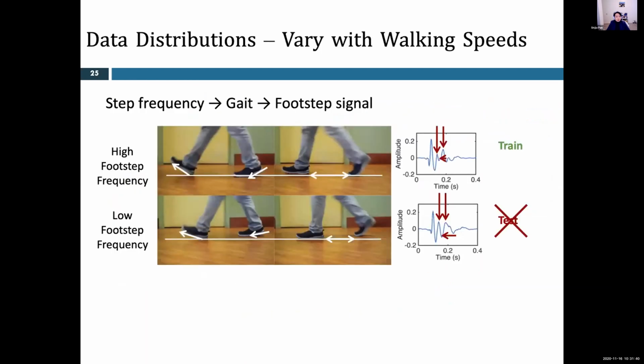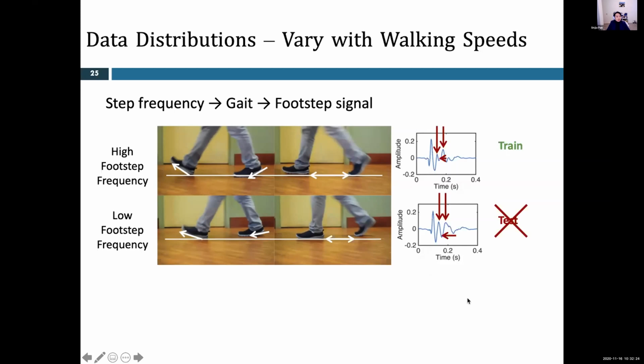Turns out people's gait, which is what we are relying on to identify people in the first place, changes when they walk at different walking speeds, or what we refer to as step frequency. You can see in the top 2 figures, when people walk at a high footstep frequency, their ankle angle at foot strike is larger, their step length is longer, and all this difference induces a difference in the footstep induced floor vibration, as shown on the right-hand side.